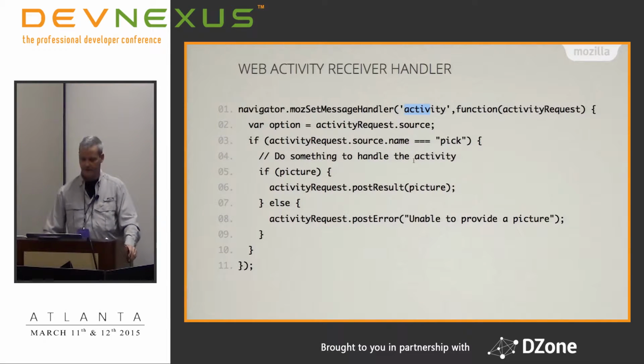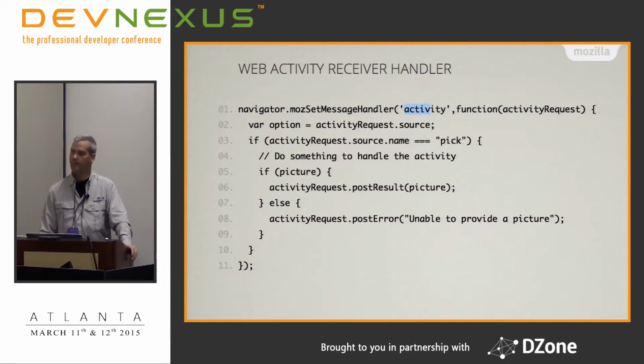All right. So once you get this activity, you want to check the name to make sure it's a pick operation. And then you know you're going to be handling that picture. So you do something and you post a result back, or you post an error. That's what you do. In this particular case, you somehow get a picture. I don't specify how in this example, but you do.